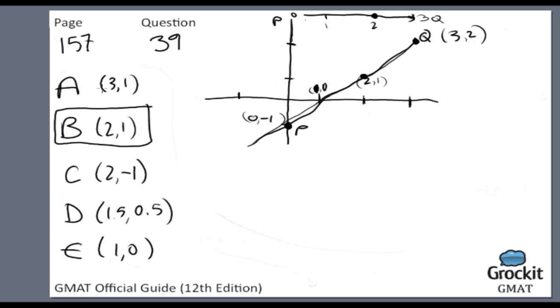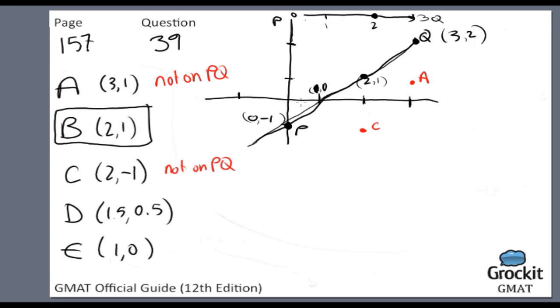Note a couple of these other trap answers. Choice A, 3, 1 is over here. I should put these in a different color because it gives me an excuse to use different colors. So this is answer choice A. Choice A isn't even on PQ. Answer choice, 2, -1 is down here, or choice C, sorry. Choice C is also not on PQ.